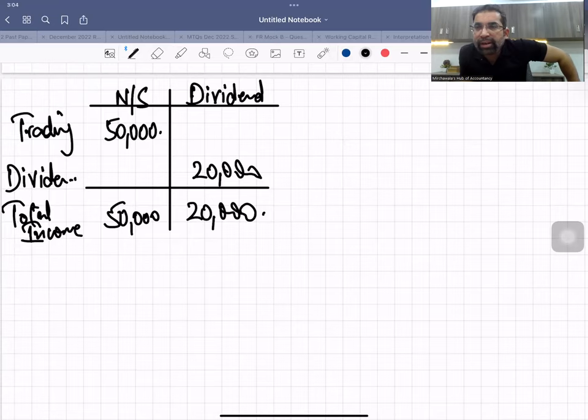Now listen, the priority is, open your eyes and open your ears. The priority is always, always use the personal allowance against non-saving income first.